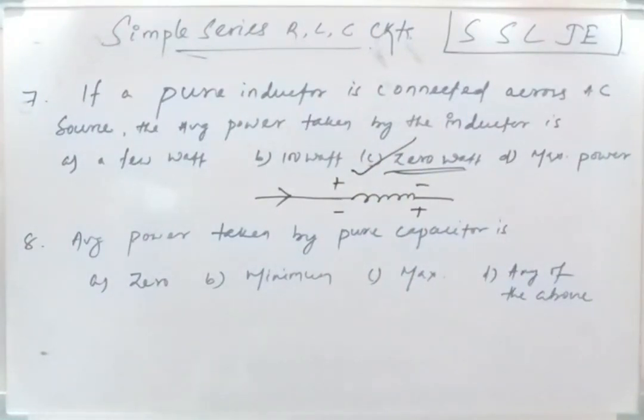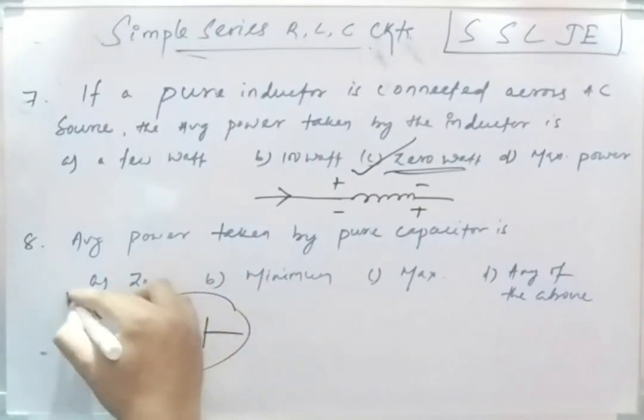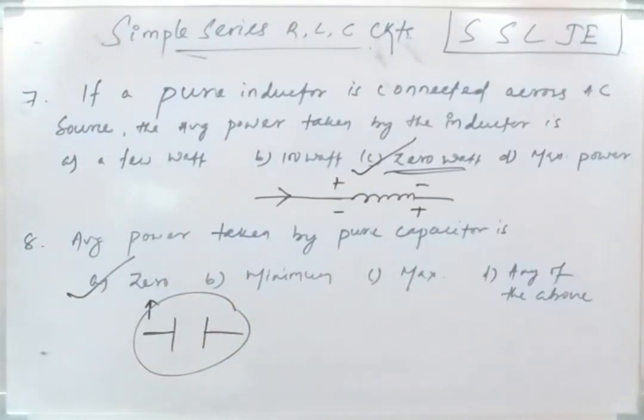In case of a capacitor, the same thing happens in a different way. For the positive current, it will get charged. After getting fully charged, it starts discharging. So whatever power it has taken during charging, it releases at the time of discharging. So the net amount of power in this case is also 0. So option A is correct.